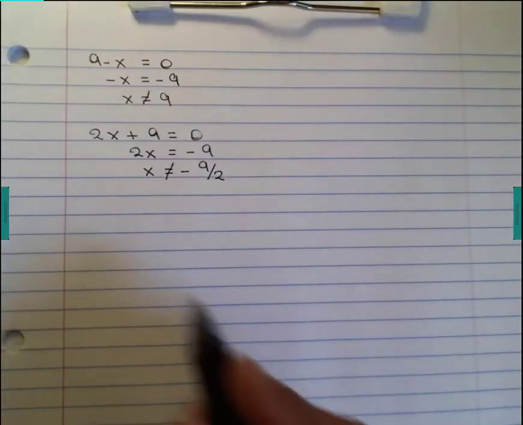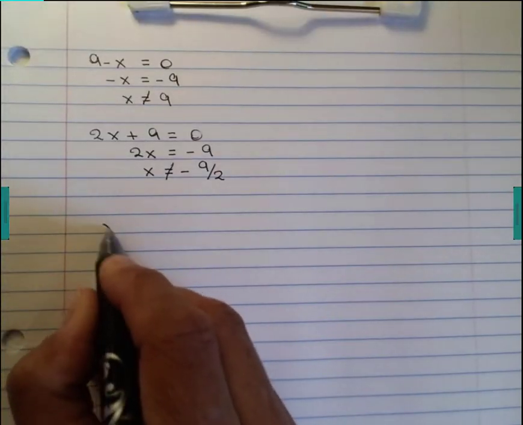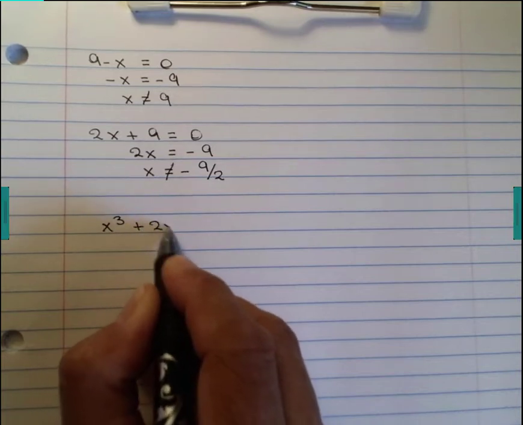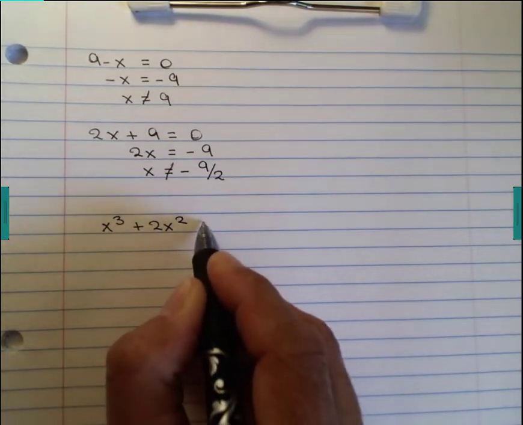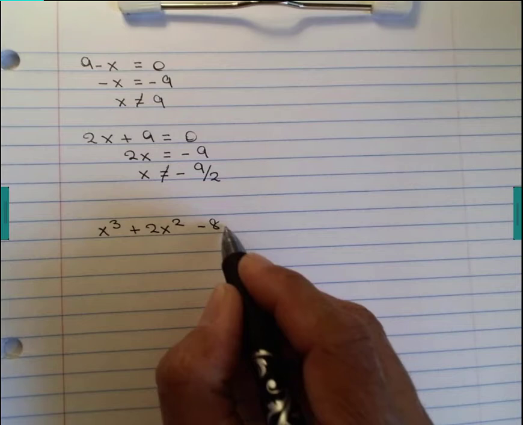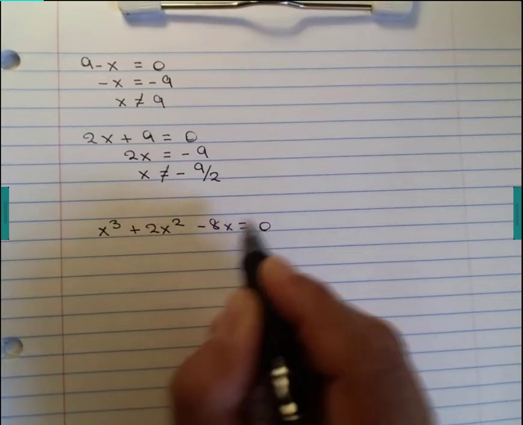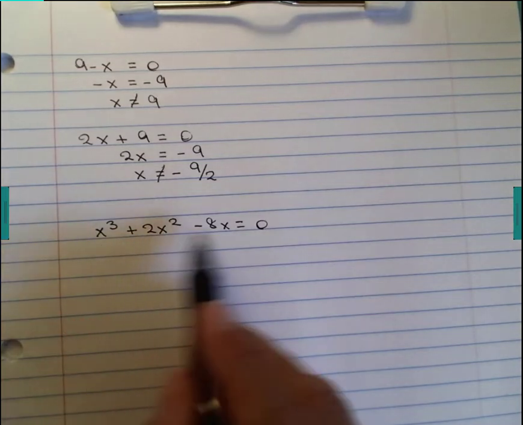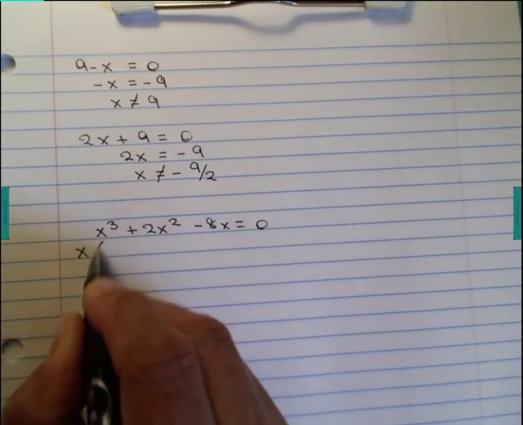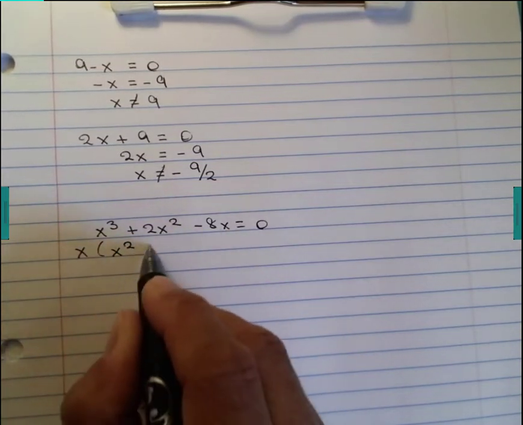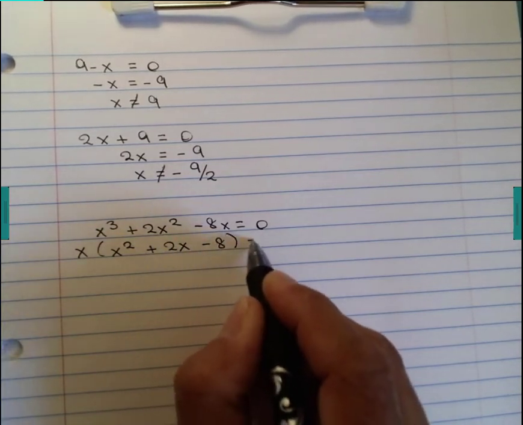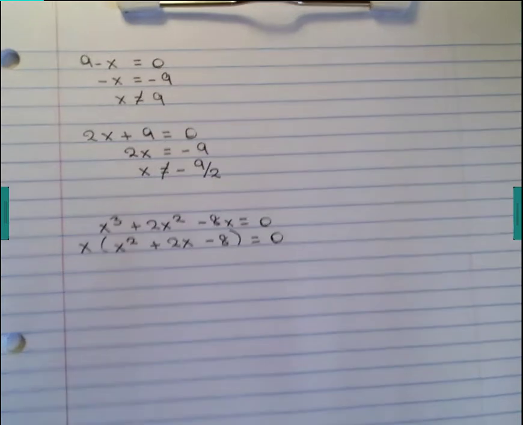The next one's a little more complicated. The denominator for the thing is a trinomial. X cubed plus 2x squared minus 8x is equal to 0. And we are really going to have to factor this thing. I see a GCF. Don't forget, that's always your first step. Factor out the GCF. And I factored out my GCF of x.